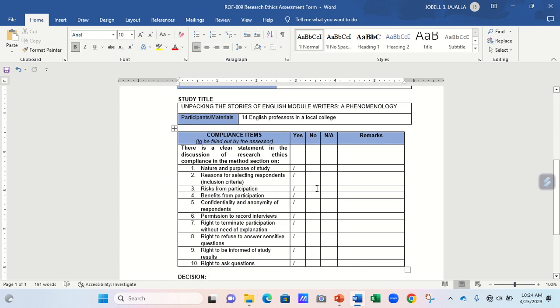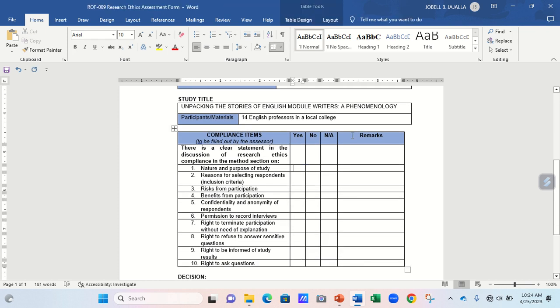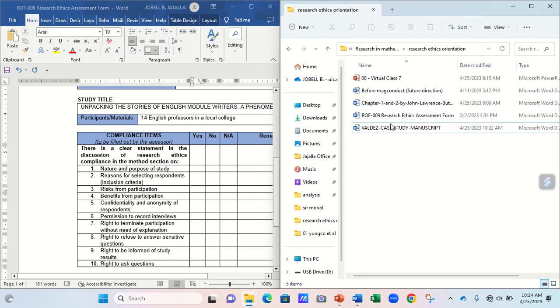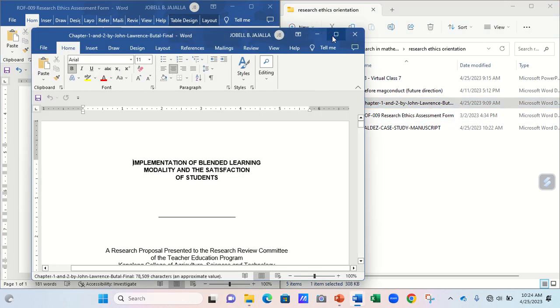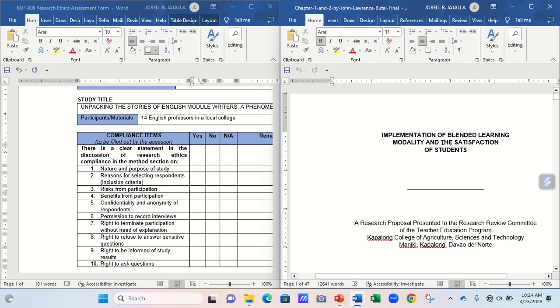For quantitative research, let's reboot this one. We will be using the study of Butal. It is a quantitative study about the implementation of blended learning modality and the satisfaction of students.